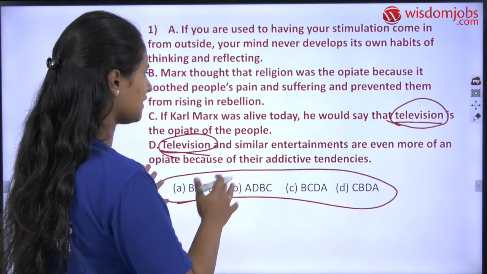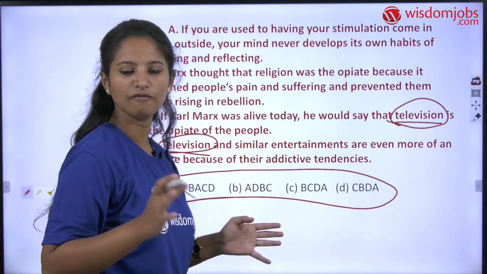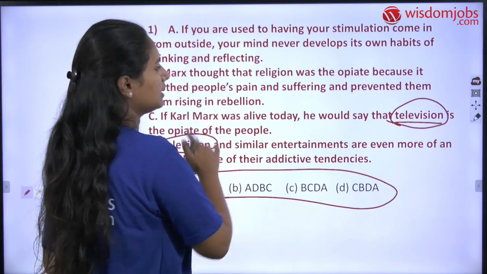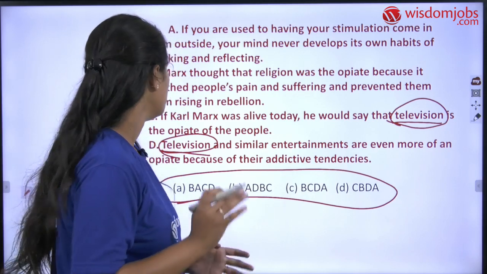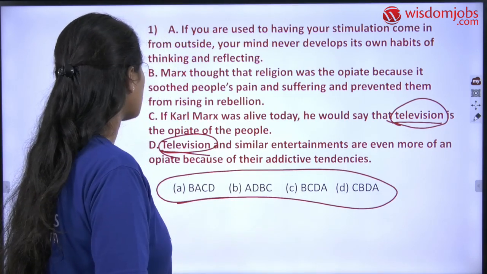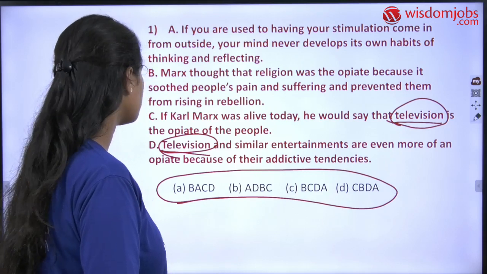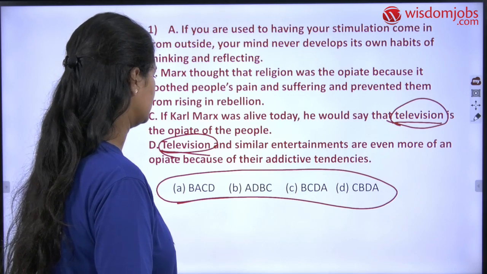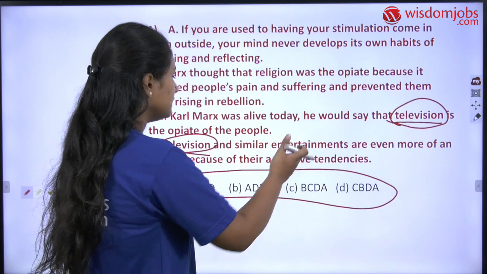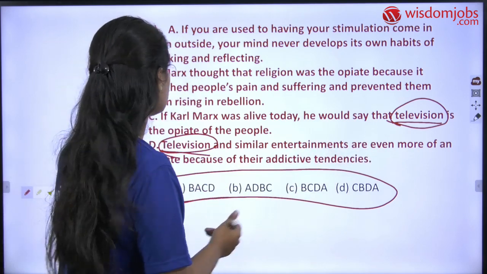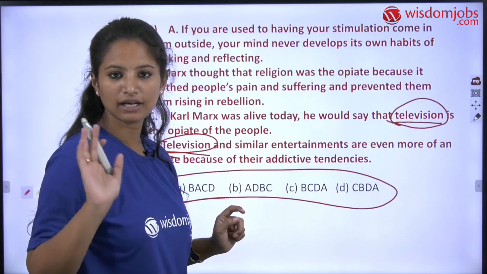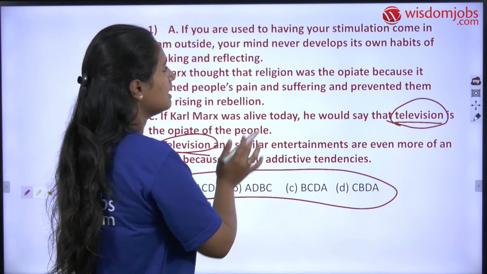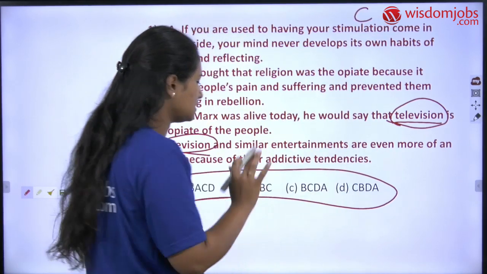So, now let us find out. In the first sentence itself, a paragraph always tells you about a central idea or theme. So, basically in both C or D options only, your first beginning sentence is hidden. Now read the sentences C and D. If Karl Marx was alive today, he would say that television is the opiate of the people. Television and similar entertainments are even more of an opiate because of their addictive tendencies. Now, let us see. D option has given a description. Never does a description come first. Always an introduction comes in the first beginning sentence. That means think C is your first beginning sentence. C is your beginning sentence.